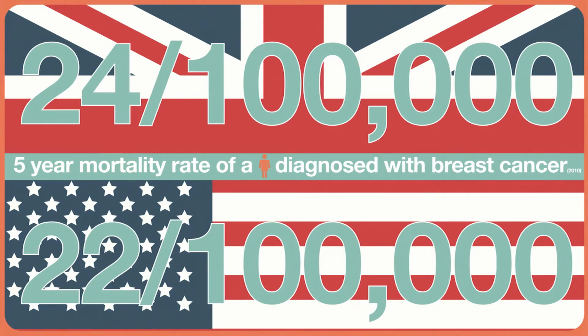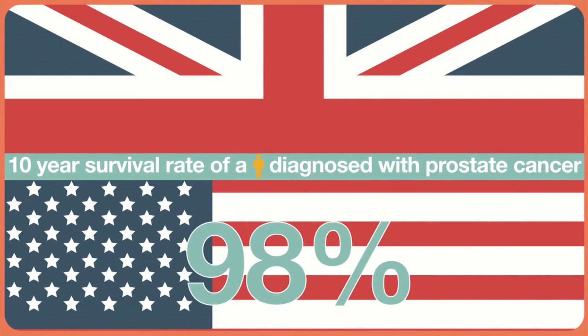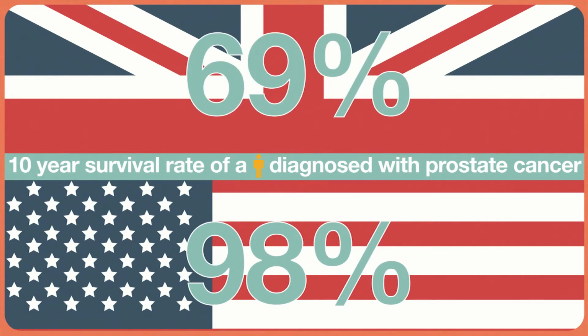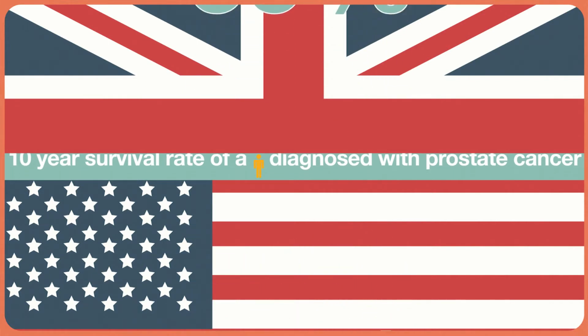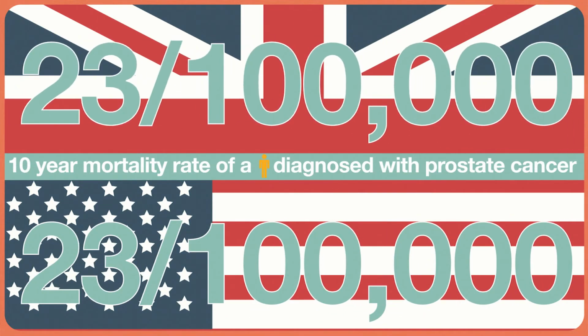And it's not just women. We screen way more for prostate cancer too. In the US, the 10-year survival rate for men with prostate cancer is 98%. For men in the UK, it's 69%. Huge difference. But the mortality rate per 100,000 men in the US is 23 versus 23.7 in the UK. Barely any difference at all. Hard to believe we're spending almost 2.5 times per person for healthcare what they do over there.